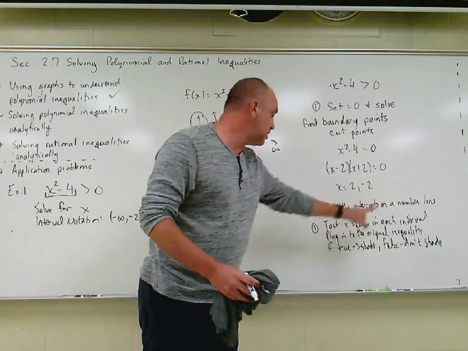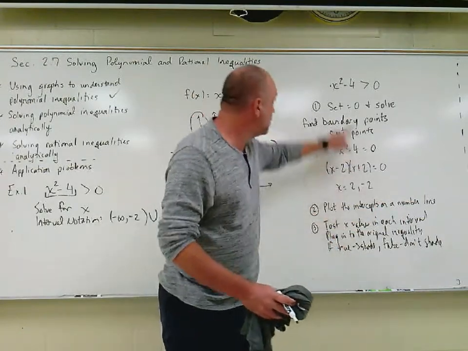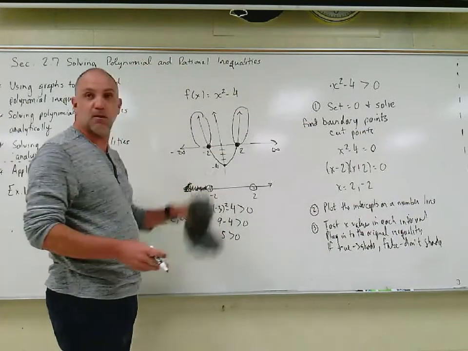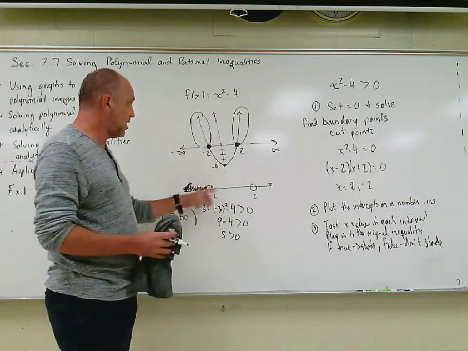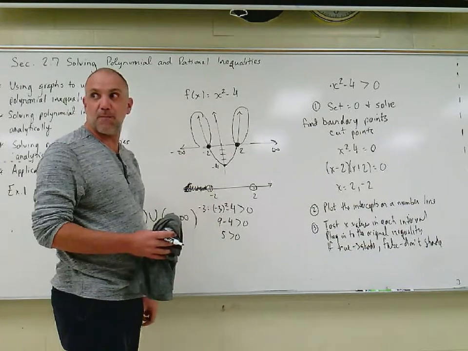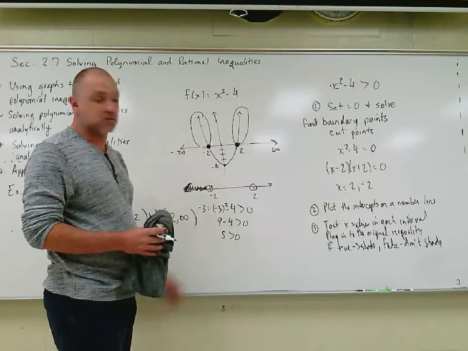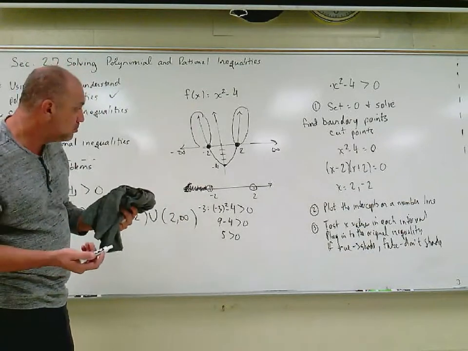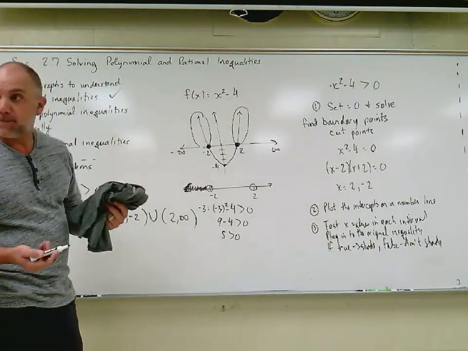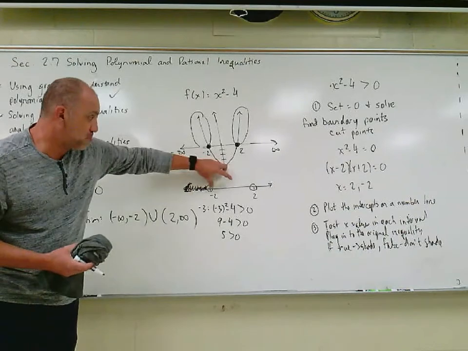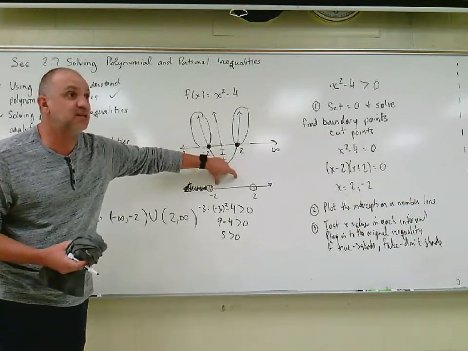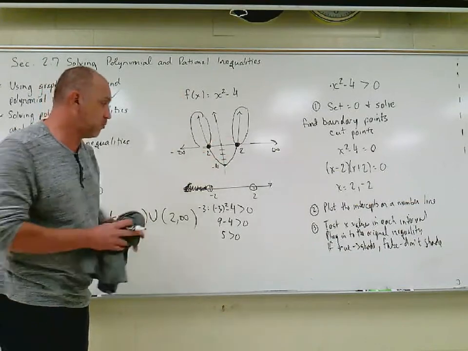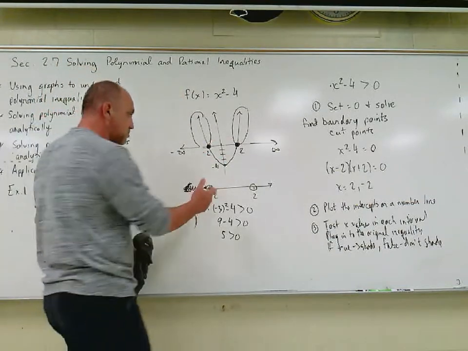Test x values in each interval, plug into the original inequality. If true, you shade. If false, you don't shade. What should happen here? When I test an x in this interval, what should happen? True or false? False, because it's not greater than 0. What would be a good x to try? You have to pick an x in this interval and test it. You can do a negative 1, you could do 0, you could do 1, just something in here.